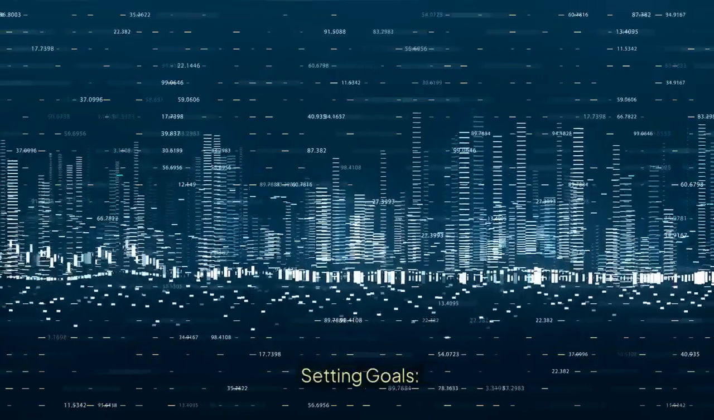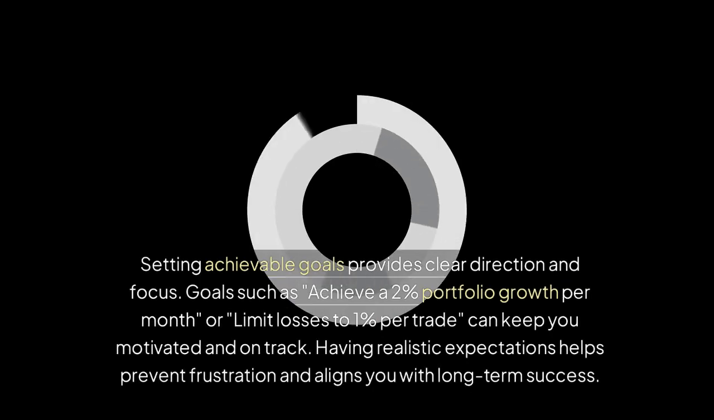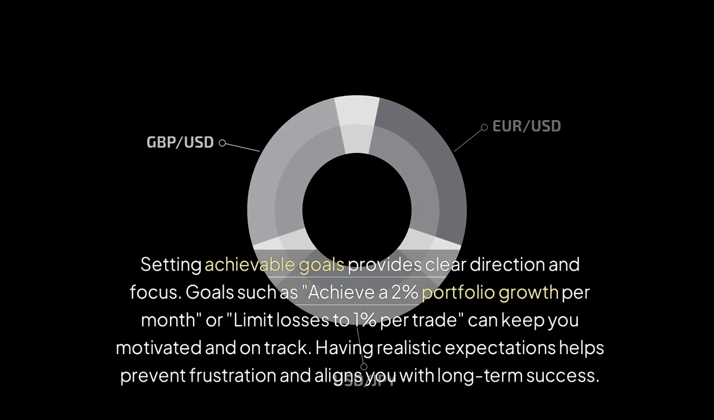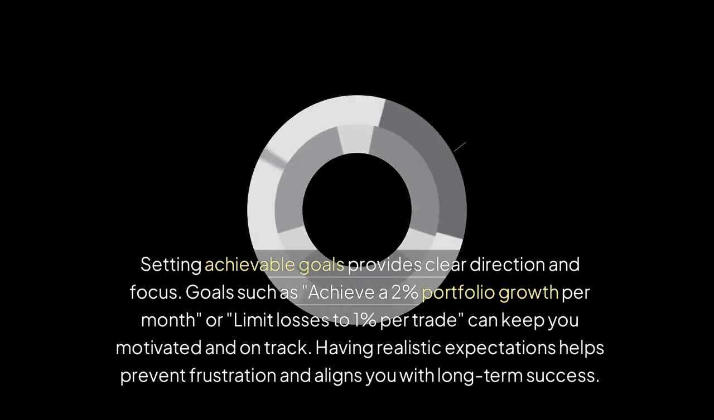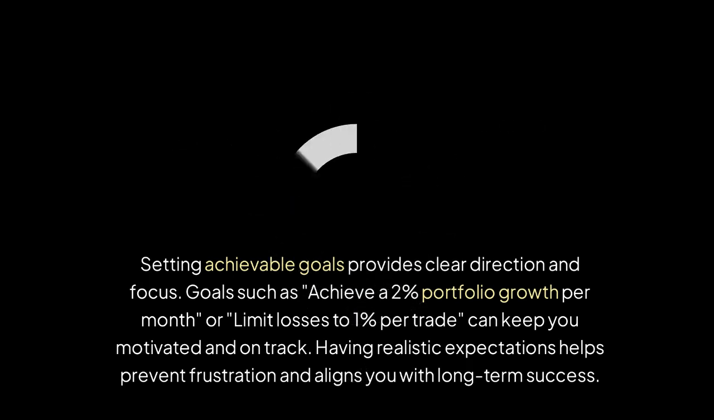Setting goals. Setting achievable goals provides clear direction and focus. Goals, such as achieve a 2% portfolio growth per month or limit losses to 1% per trade, can keep you motivated and on track. Having realistic expectations helps prevent frustration and aligns you with long-term success.